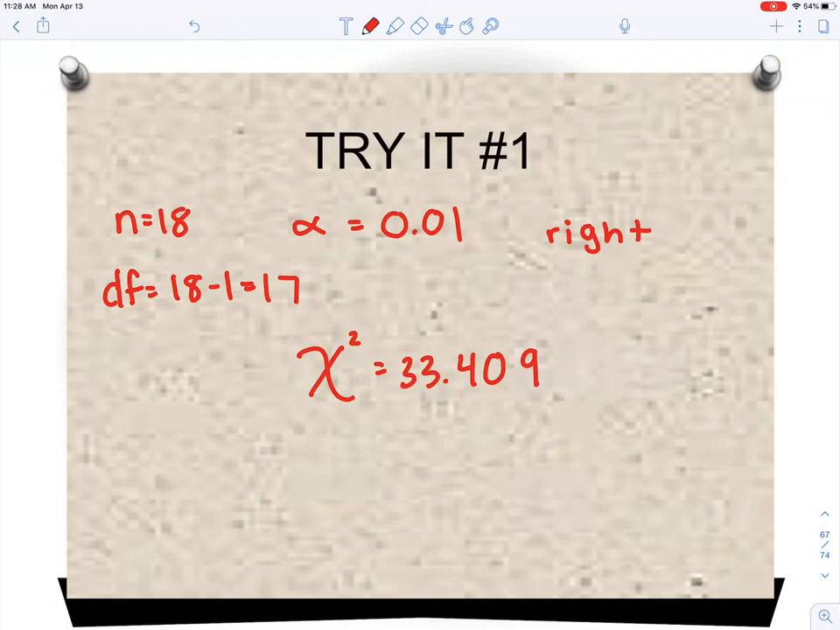And if they asked you to draw it out, it would look like this. It's a right-tailed test. Something like that.